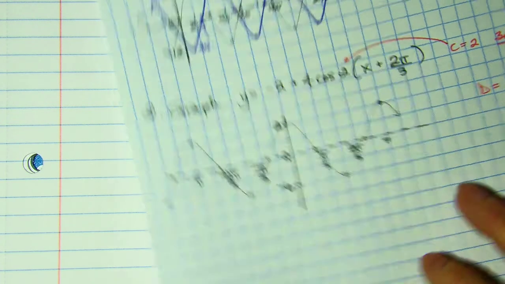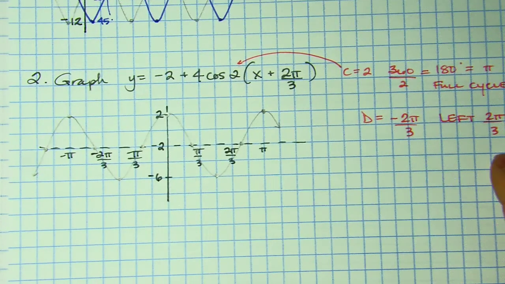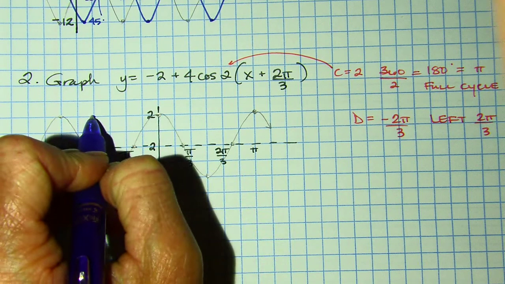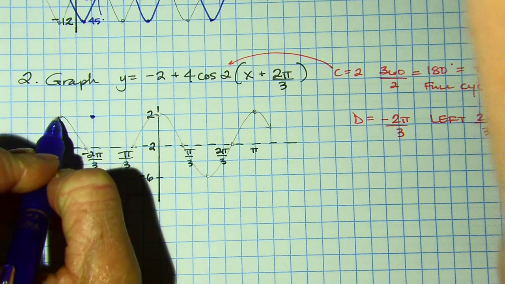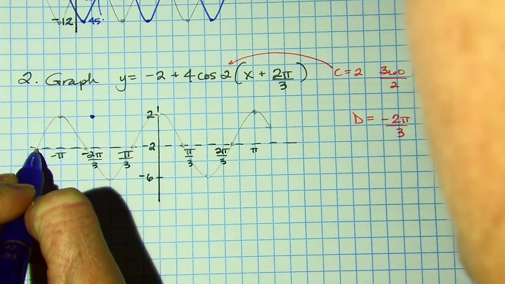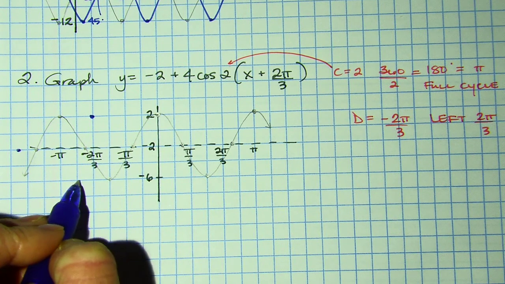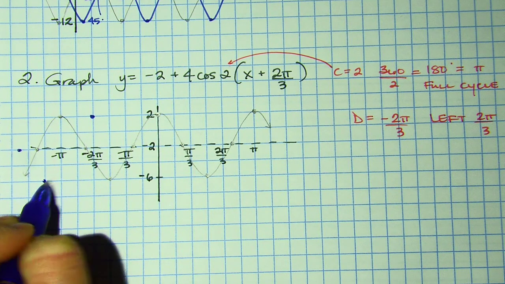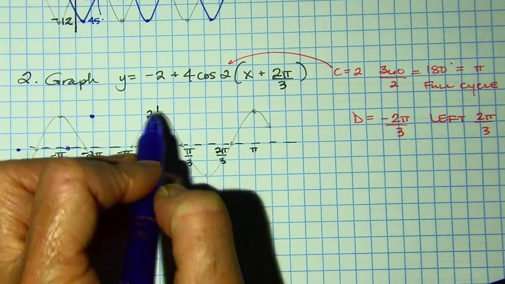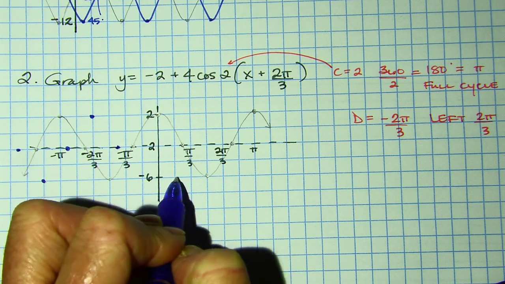And you might have to play around with things till you find out the spacing. So I'm moving to the left 2/3 pi. So I'm moving this point here to 2/3 pi. So that was 4 boxes. So I'm going to move every point 4 boxes. So this would go 1, 2, 3, 4. This point here would go 1, 2, 3, 4. This point here would go 1, 2, 3, 4. So we're just moving everything.